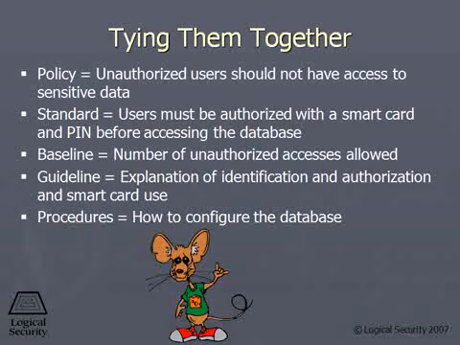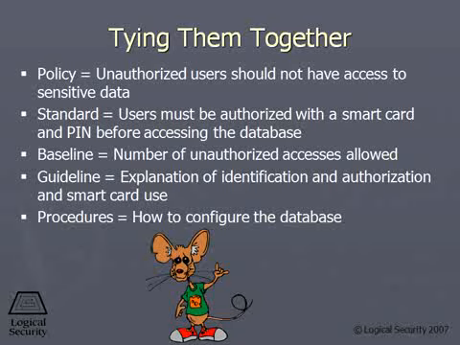So if we look at how these components come together, let's say we have a policy that unauthorized users should not have access to sensitive data. A policy would be that high level. Then you'd have a standard that says users must have a smart card and a PIN number to be authenticated and then authorized to access this sensitive information. That's the standard. The baseline is the number of unauthorized accesses allowed, because really you can't have 100% security like I've talked about. So you have to set a baseline that's a clipping level.